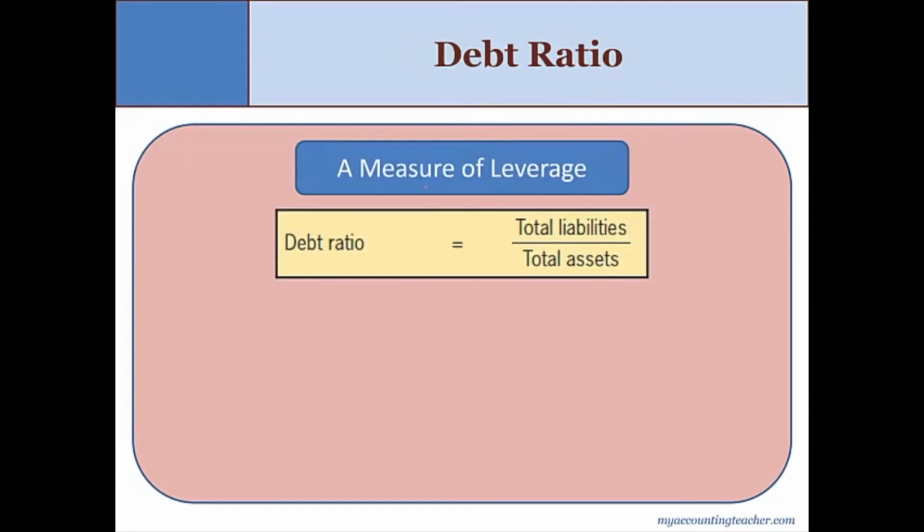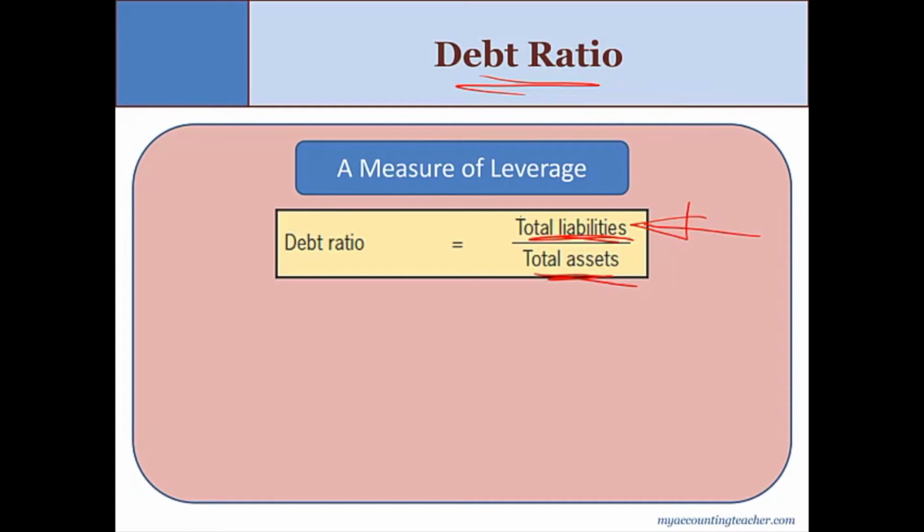Here's the first ratio. It's called the debt ratio. It's a measure of leverage. Basically what it's saying is, of the assets that a company has, how much of those assets are financed by borrowing, either from suppliers, from banks, from bond markets? How much of our assets are financed through liabilities? In other words, how much of those assets are we going to have to pay back? What percentage of our assets is funded by creditors? The reverse of that is what percentage of our assets are funded by owners.